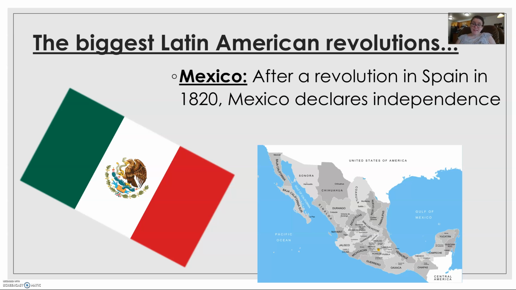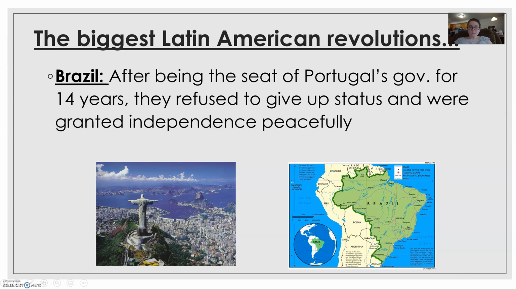This has some fighting, for sure, but is not actually a particularly long and difficult fight. Mexico gains its independence from Spain fairly easily, and then continues fighting with America for the next several decades. That's Mexico. It's pretty short and sweet. Brazil gets a little more complicated.